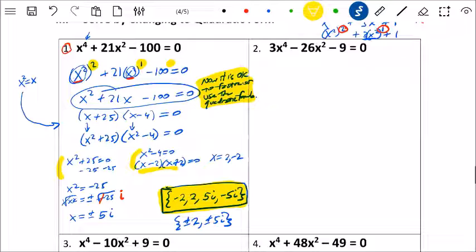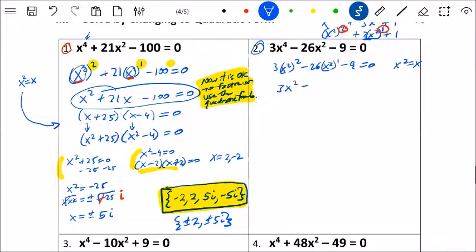Now I'm going to do the same thing over here with this problem, number 2. Okay, so I'm going to write this as 3(x squared) squared minus 26(x squared) to the first minus 9 is equal to 0, and I'm going to say that x squared is equal to x, and then I'll do a simple 3x squared minus 26x minus 9 is equal to 0. That factors as (3x plus 1) times (x minus 9) is equal to 0, except that these two now need to be replaced with the x squareds.